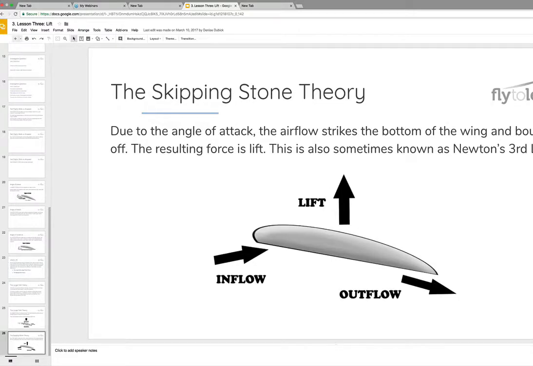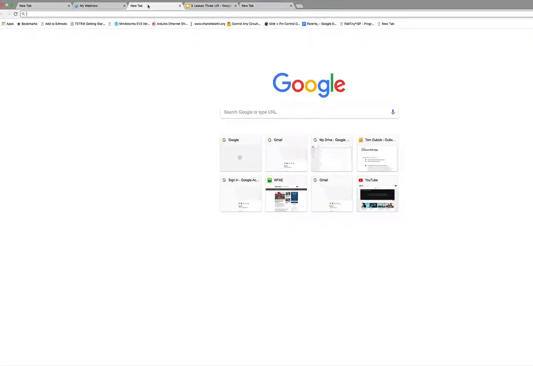There are troubles with both theories explaining everything. Here's Newton's third law. That is the skipping stone theory. The air sitting here, coming out here, this wants to go up the opposite way. Think of a kite. A kite only goes up when you're pulling the opposite way. The kite responds by moving in the opposite direction. All right.